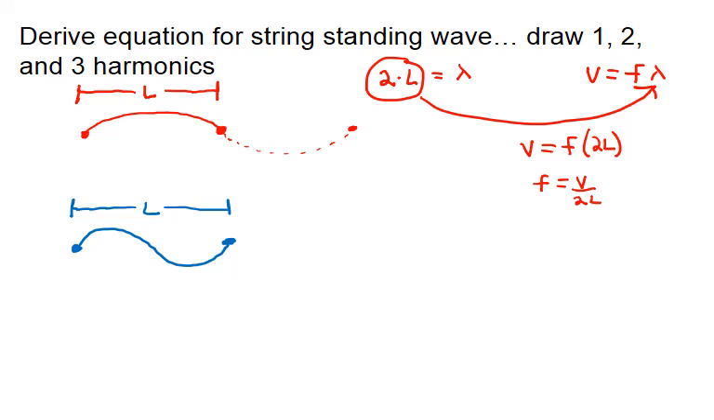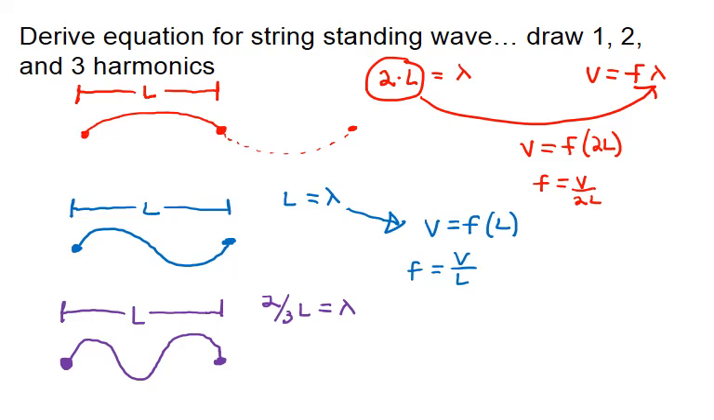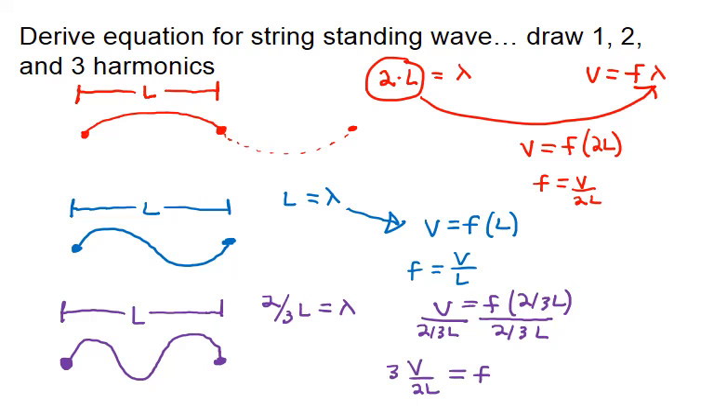If we look at the second harmonic, it looks like this. And the length is equal to the wavelength in this one. And so wavelength is equal to L. Frequency is V, the speed of the wave, divided by L. We've got that. And then for this one, we would need 2/3 of the length, just to this point. So 2/3 of this to be able to get the wavelength. And therefore, if we place that in there, it'll look like this. So, frequency is 3V over 2L.